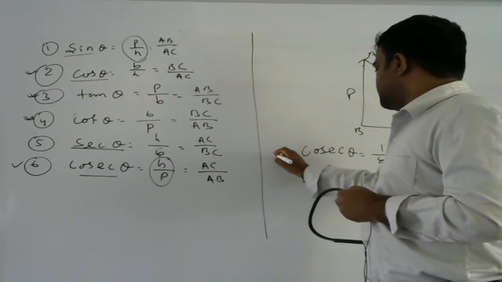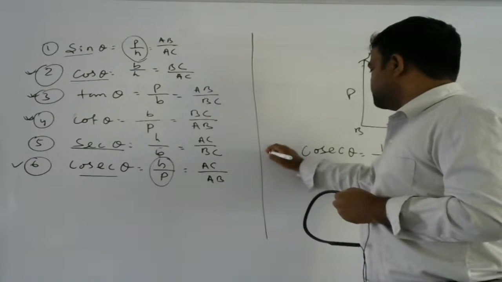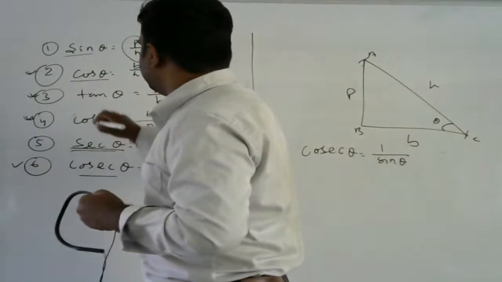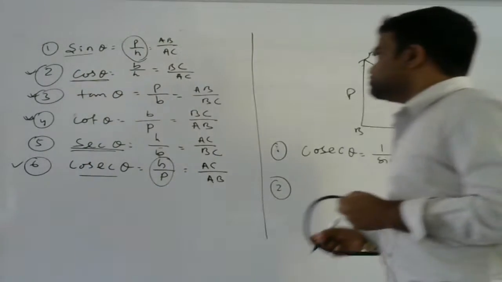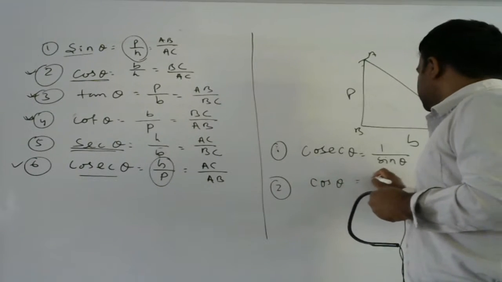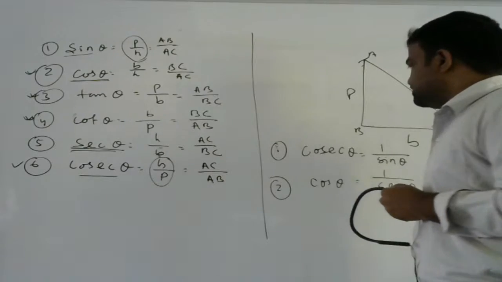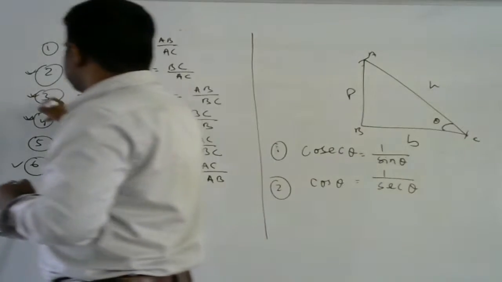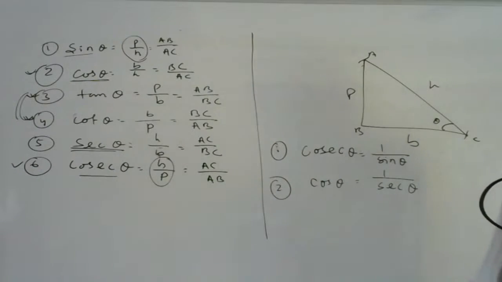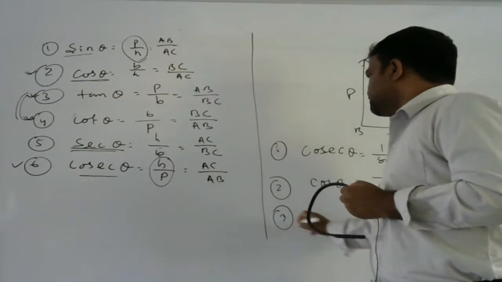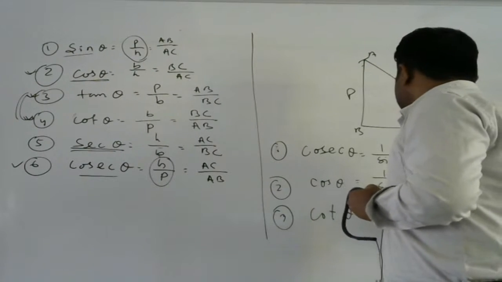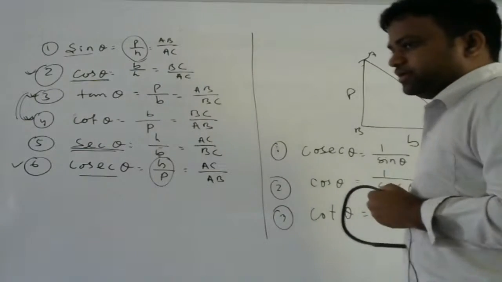This is the relationship, let's say relation 1. Then relation 2, similarly, sec and cos are inverse to each other. So you can write cos theta equal to 1 upon sec theta. And cot theta and tan theta are also inverse to each other. So you can write cot theta equal to 1 upon tan theta.